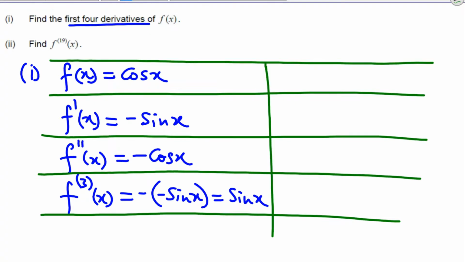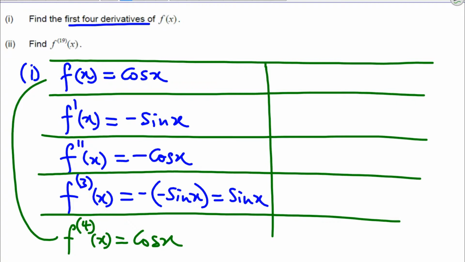If you look at this pattern, the fourth derivative will be cos x, which is the same as the original function. Okay, and then the fifth derivative will be negative sine x. So the pattern repeats itself. So what I'm going to do is organize this information so that on the left I have the derivatives, and here I have the nth derivative.